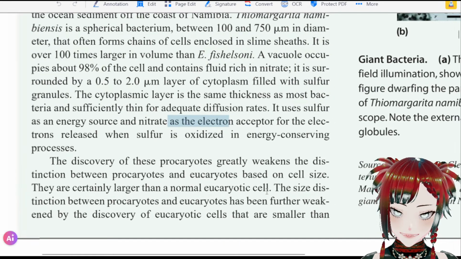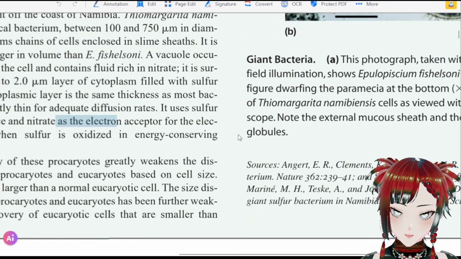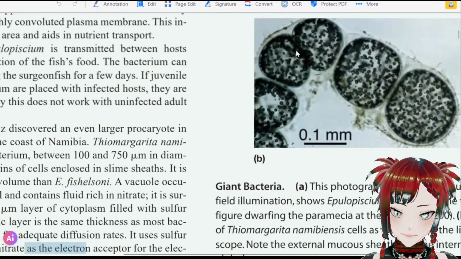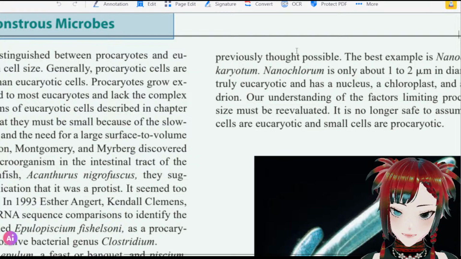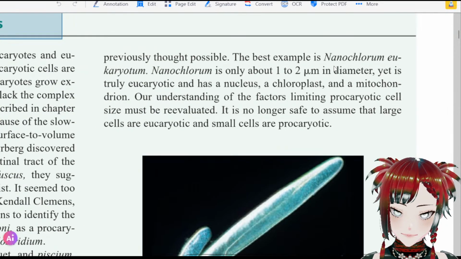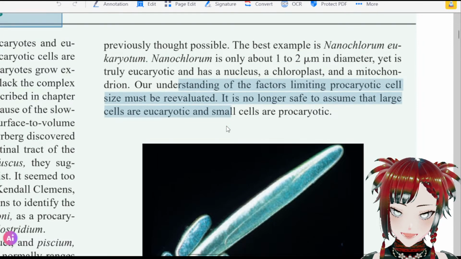Now they are saying that the size differentiation has been weakened when we study their size comparison. The best example is Nanochlorum eukaryotum. Nanochlorum is only about 1 to 2 micrometers in diameter, yet it is truly eukaryotic and has a nucleus, a chloroplast and a mitochondria. They are saying, look, in our 1 to 2 micrometer range has E. coli, while there is the Nanochlorum eukaryotum. Look at just the difference. One is a prokaryote and one is a eukaryote. So of course size doesn't decide if it is a prokaryote or eukaryote. So our understanding of the factors limiting prokaryotic size must be re-evaluated.